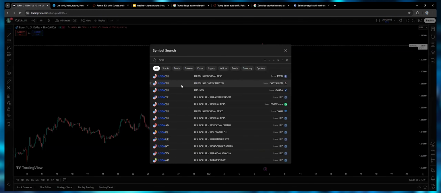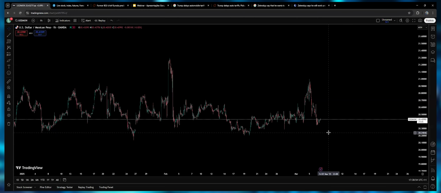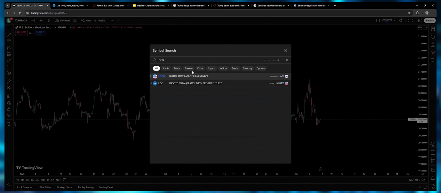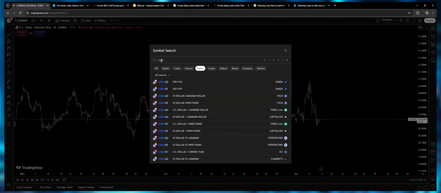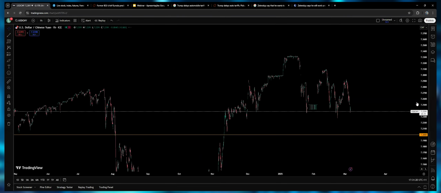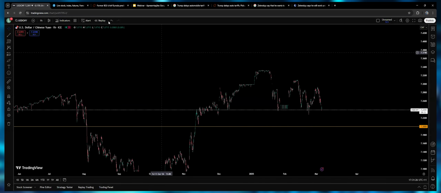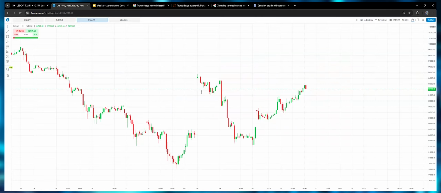But if we have a look at USD MXN, we saw a huge up move and a down move. That's because of the delayed proposed automobile tax. Same goes for the Chinese one. Same goes here, okay? I know it's not such a cool chart, but yeah, up move and down move. So these things are moving the market, and these are the things that you should be paying attention to.